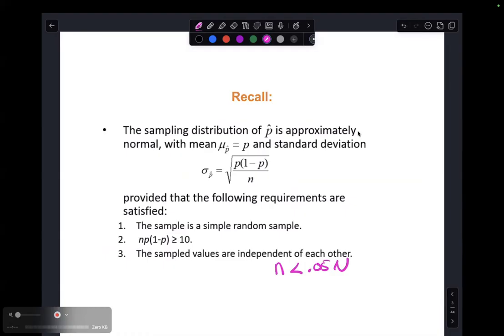What I would like you to do when you're doing your hypothesis testing is check these requirements first and show me that math. No, you don't have to show me it's less than the population size. Just make a statement saying it's less than 5% of the population. But show me that np times 1 minus p is greater than or equal to 10. But remember, we only use that for proportions.